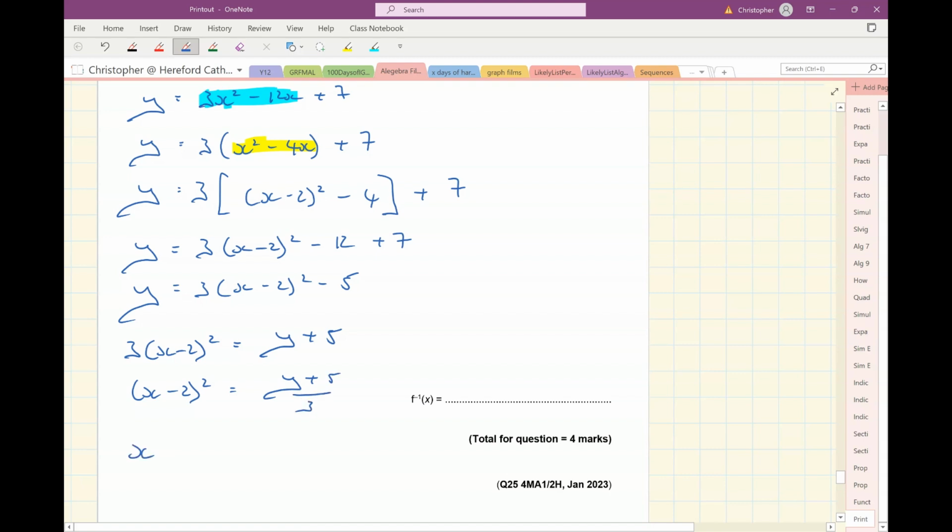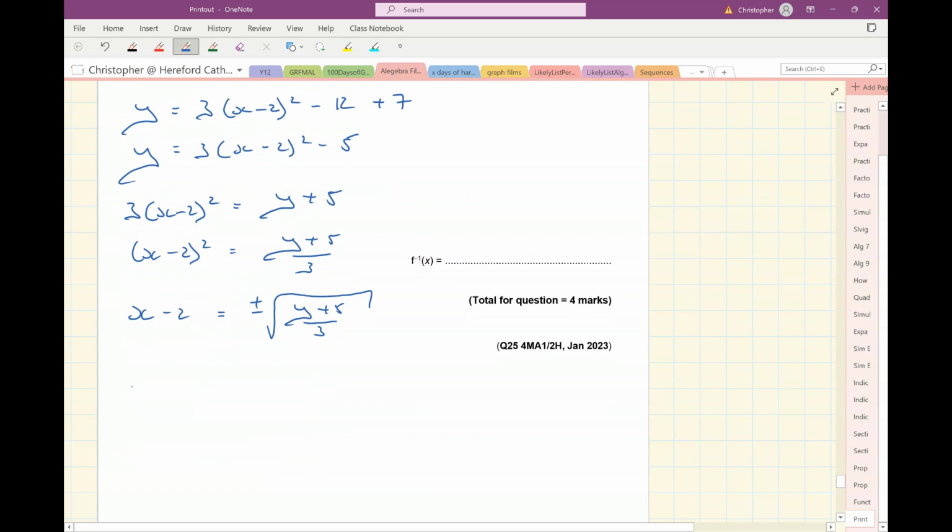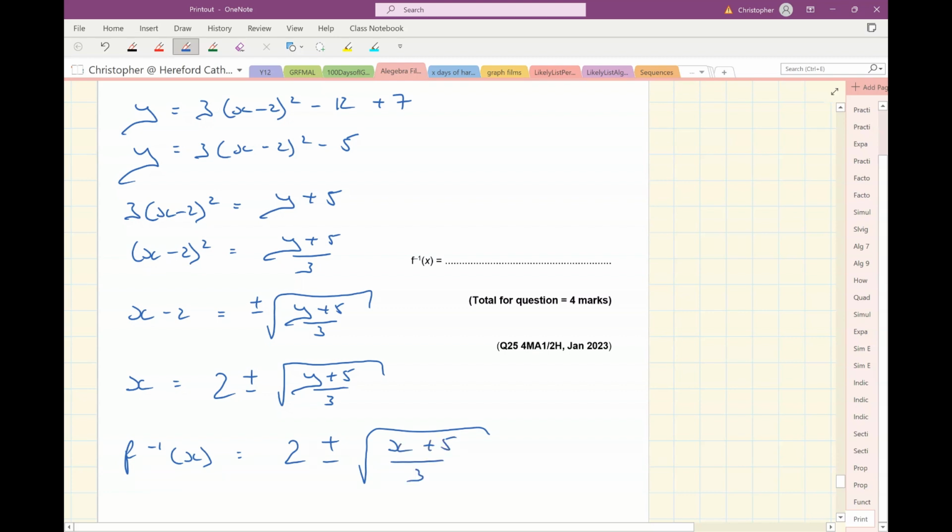Square root both sides, remembering there are 2 answers there. And add 2 to both sides, writing my 2 at the beginning of the expression on the right-hand side. Okay, so it looks like the inverse function is going to be 2 plus or minus the square root of (x minus 5) over 3.